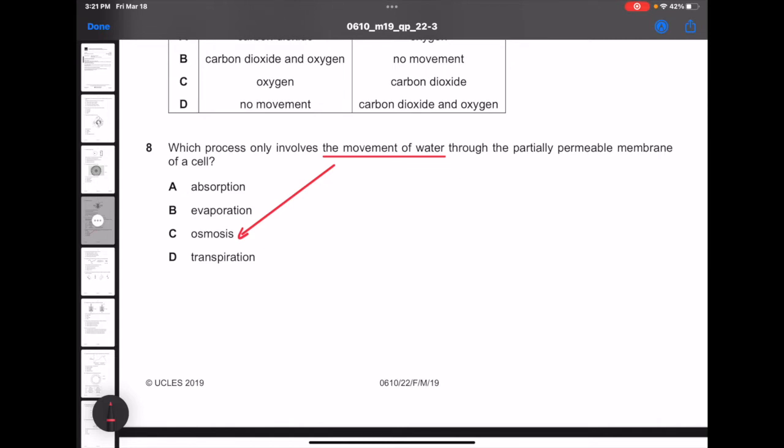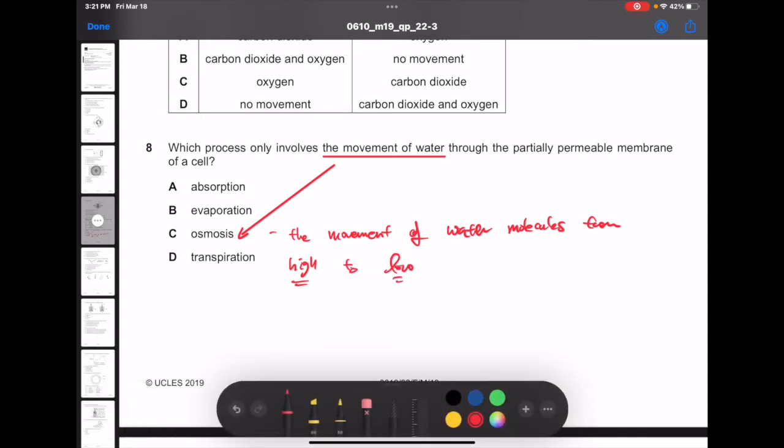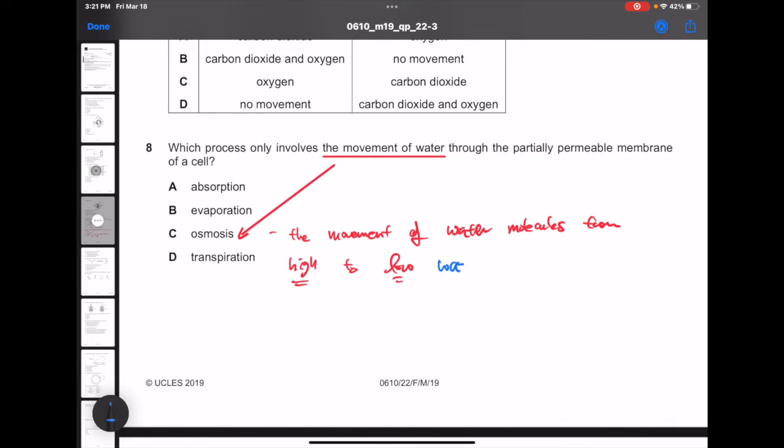water potential to low water potential. So it's the movement of water molecules from high to low, and this is the important part, water potential.